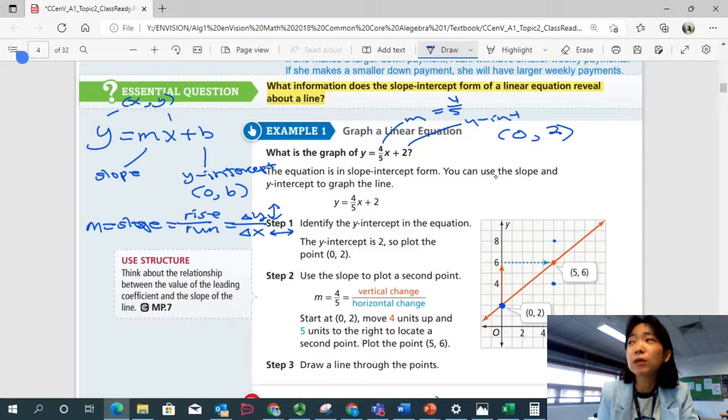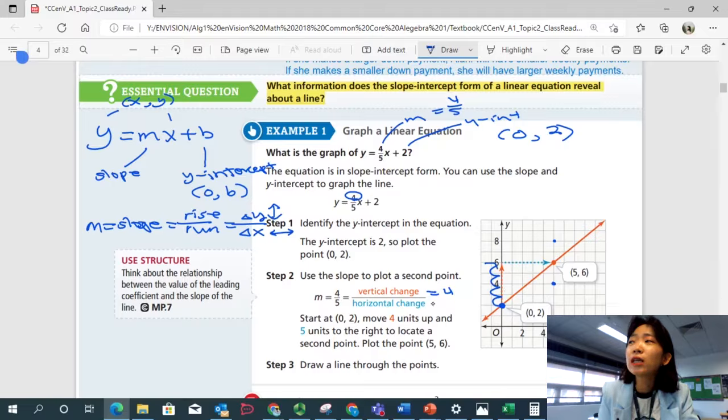Y-intercept is (0, 2). So that's why you start with (0, 2). And you're going to count the slope. How much are we changing vertically is what the number on top is. So vertical change is 4. It's a positive 4, so that means you're going to go up 4 times. 1, 2, 3, 4. Okay?